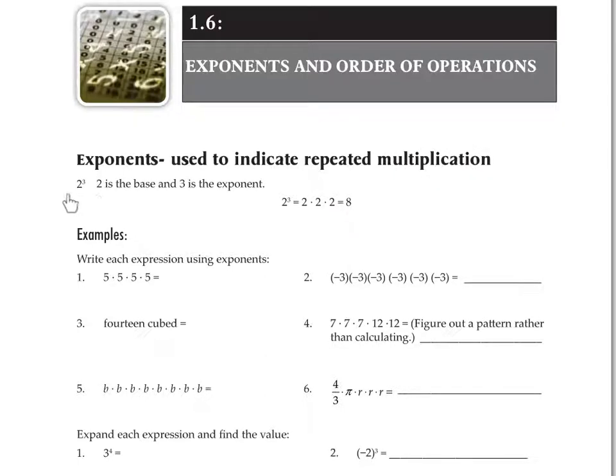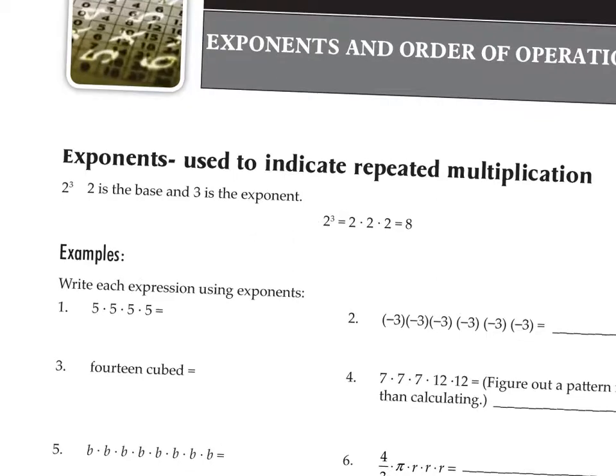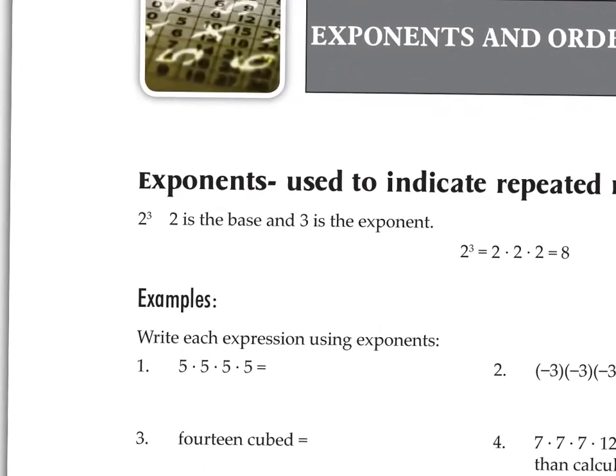And this is what an exponential expression looks like. There's two parts to it. There's the big number, which in this case is 2. We call that the base. And there's a small number in the upper right, which is the exponent. The base is the number that we're going to multiply. The exponent tells us how many of that base we're going to multiply together.